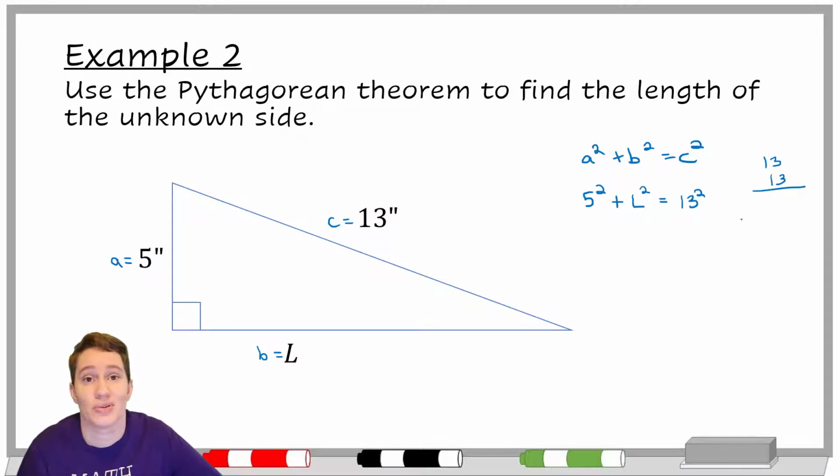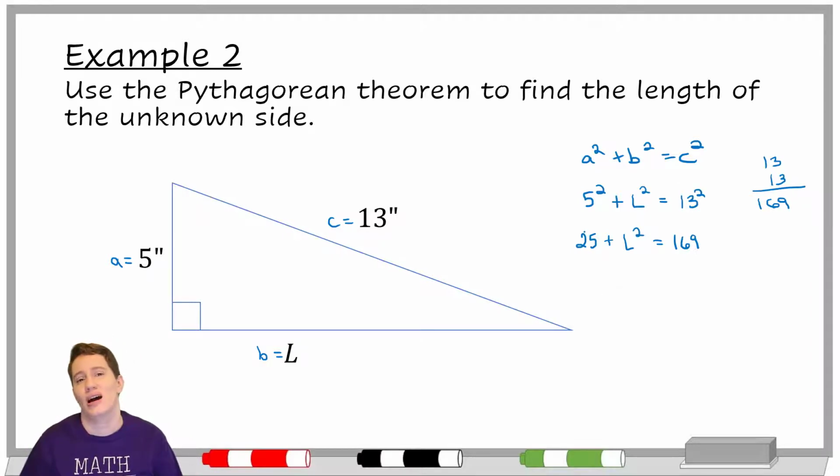I actually happen to know what 13 squared is, though. It's 169. At one point in my life, I had all the way up to 25 squared memorized. I don't have all of them memorized anymore, but I do have 13 squared still. So 5 squared is 25, L squared is still L squared, 13 squared is 169.